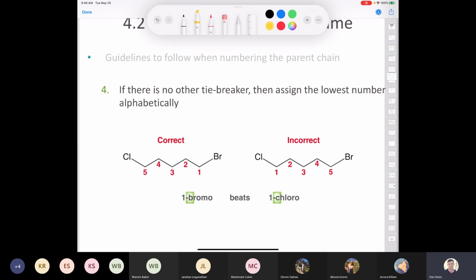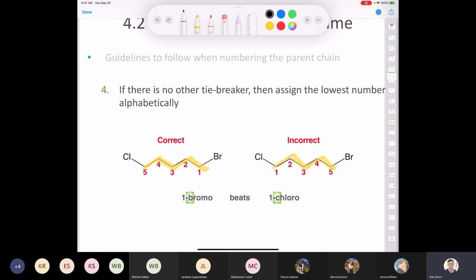Look, the longest carbon chain has 1, 2, 3, 4, 5 carbons, right? 1, 2, 3, 4, 5 carbons. Then here you've got a chloro, here you've got a bromo. You just go by alphabetical order. So since B comes before C in the alphabet, you go with 1 bromo. So let me just mention that.